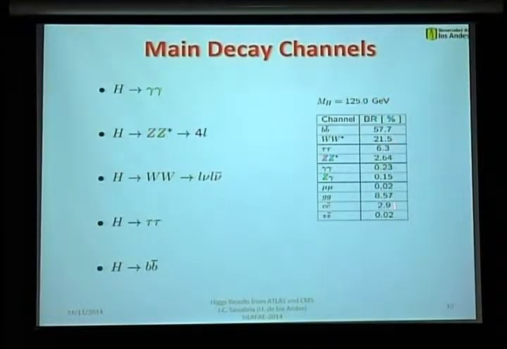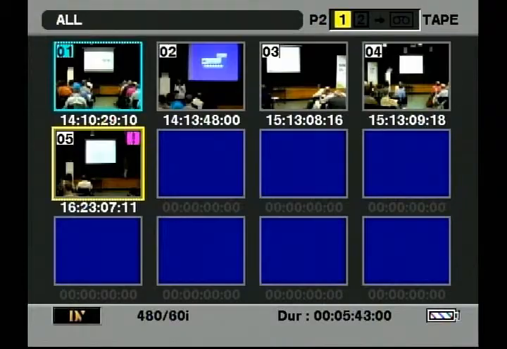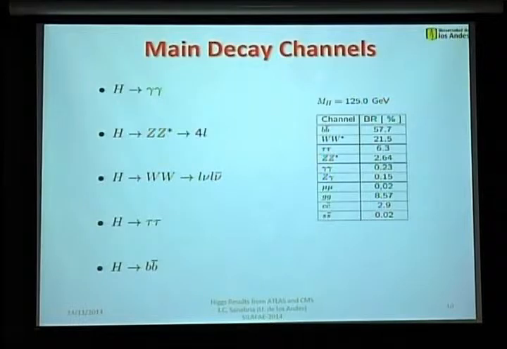And here are the actual numbers for the branching ratios. One can see that 58% is dominated by b b-bar. However, I have put it last because of all the experimental difficulties with this channel. And the gamma gamma, even though it has a small branching fraction, has nice experimental features. These two channels, first or second, are the ones that give us the best information.